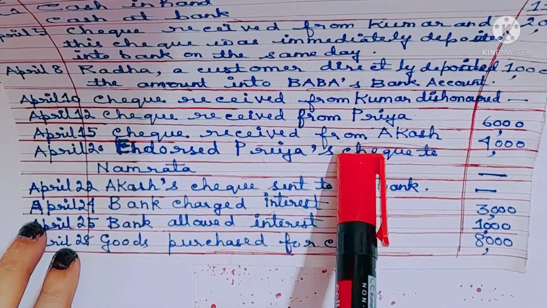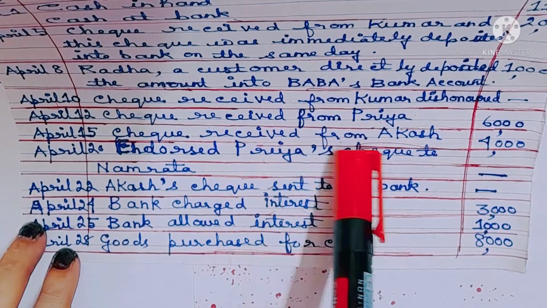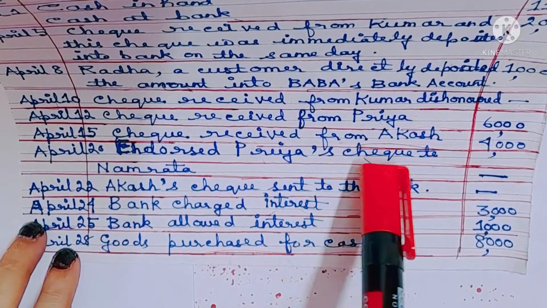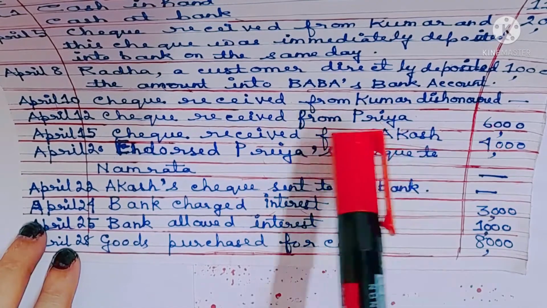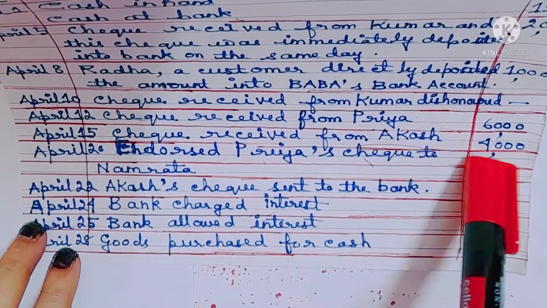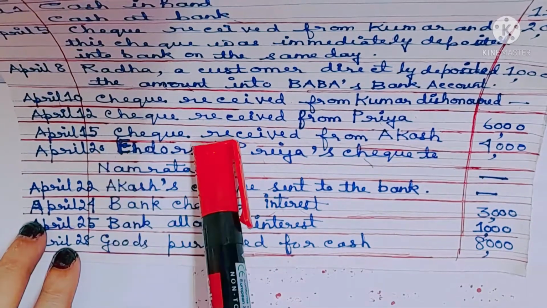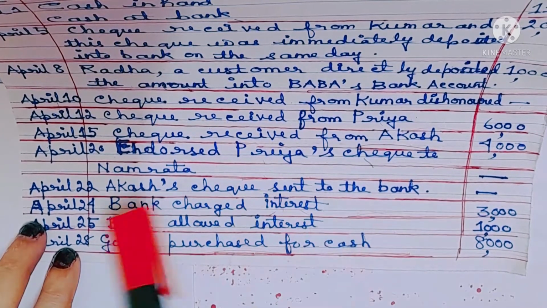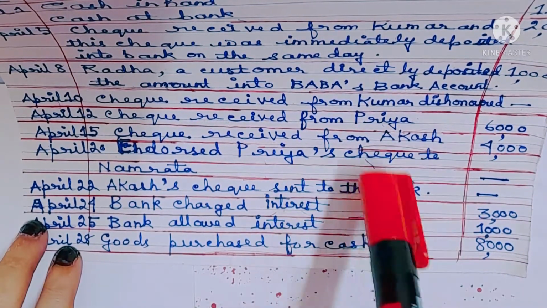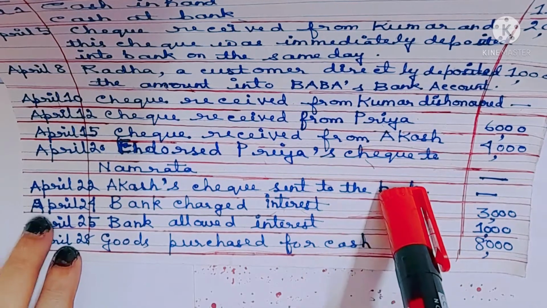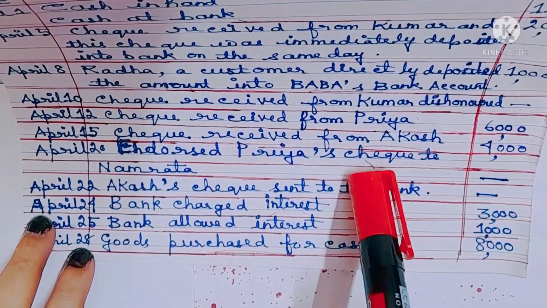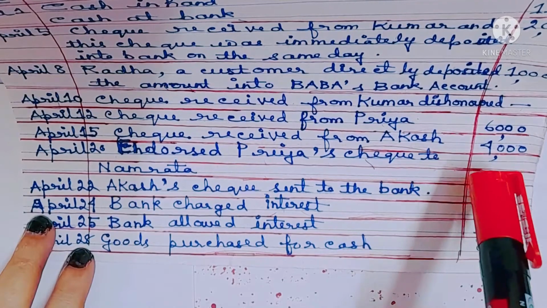So the check was in hand. So what will be the journal entry? The journal entry will be check in hand account debit to Akash account. If the check was received from Akash and deposited the same check into bank on the same day, then the journal entry would have been bank account debit to Akash account. Since the check was received from Akash 4,000 on 15th April, but the check was deposited into bank on 22nd April, that means for 1 week the check was in hand. Instead of bank account to Akash account, the journal entry will be check in hand account debit to Akash account 4,000. Okay. But here this journal entry cannot be recorded in the double column cash book.